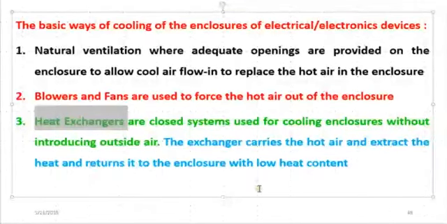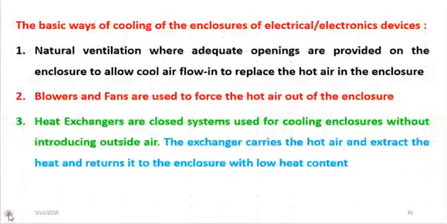So these are the basic three methods of cooling and ventilating the enclosures where we have electrical or electronic systems. And if we do that, we reduce the effect of heat on our electrical and electronic systems.